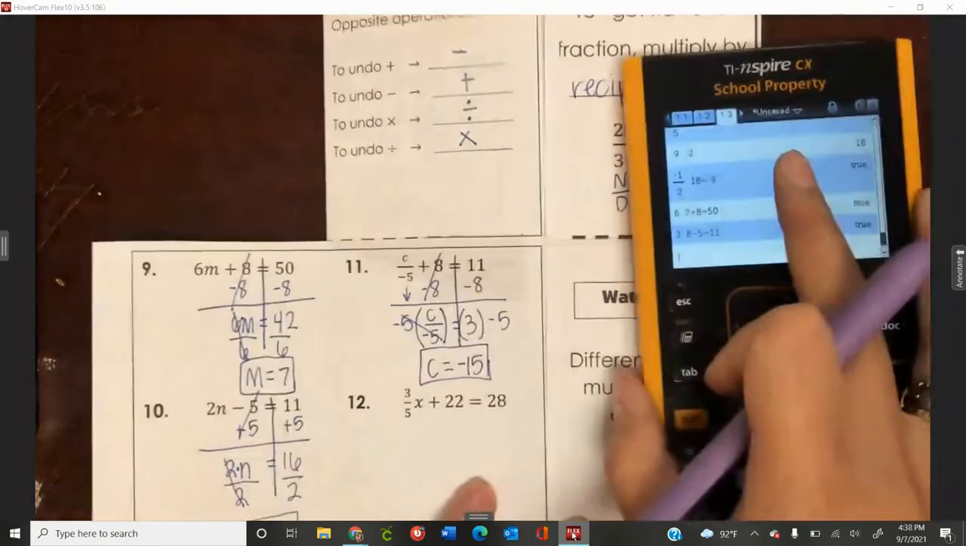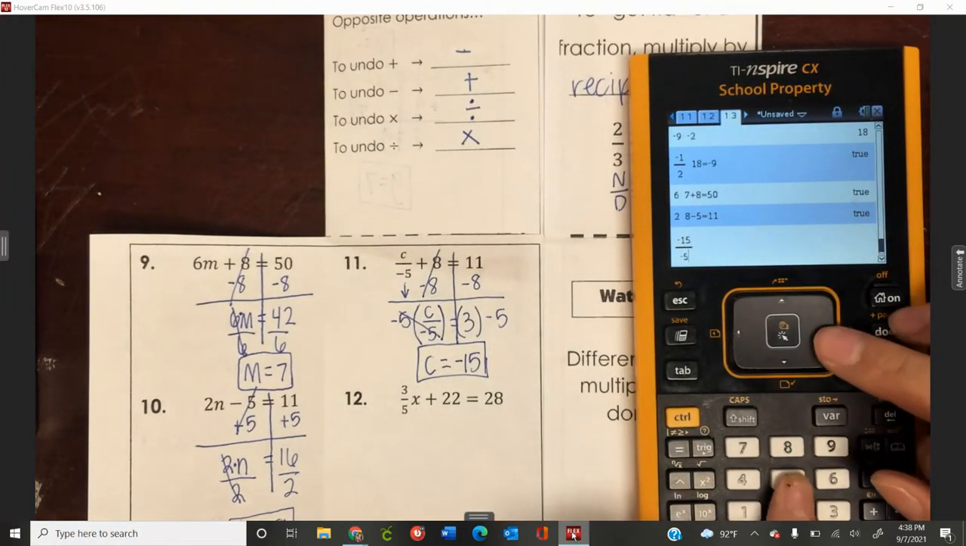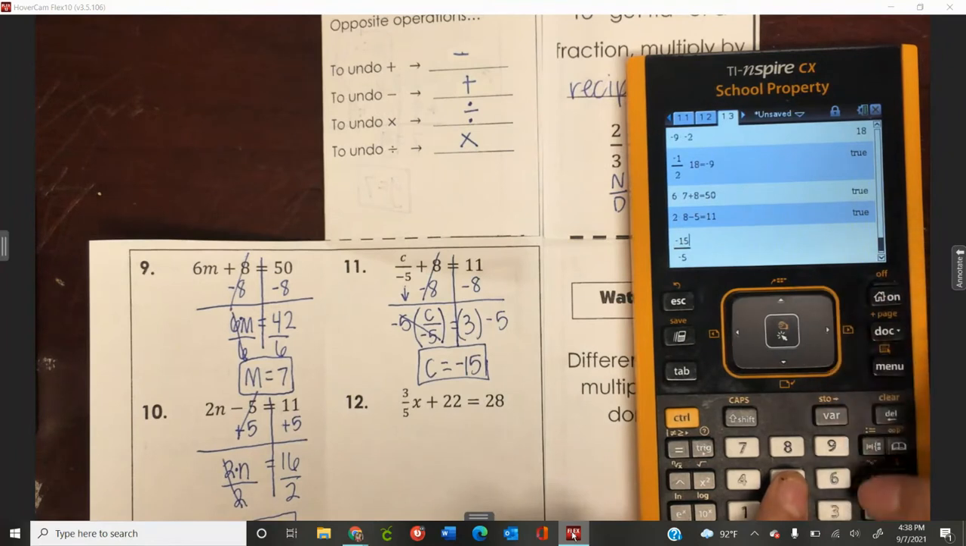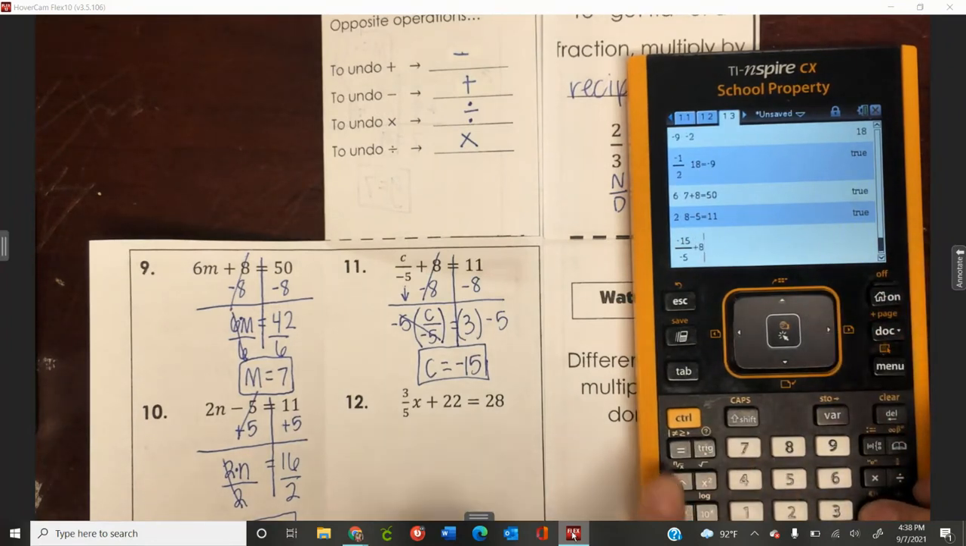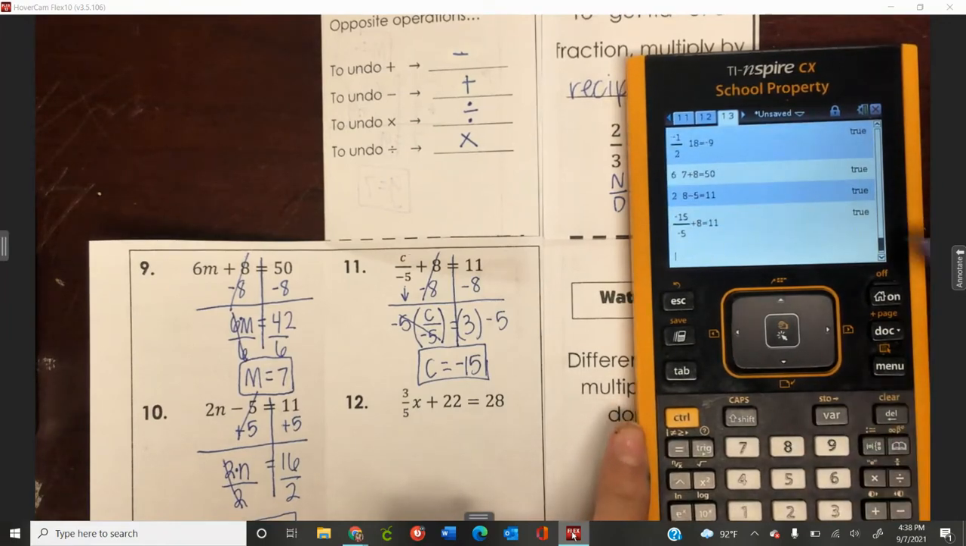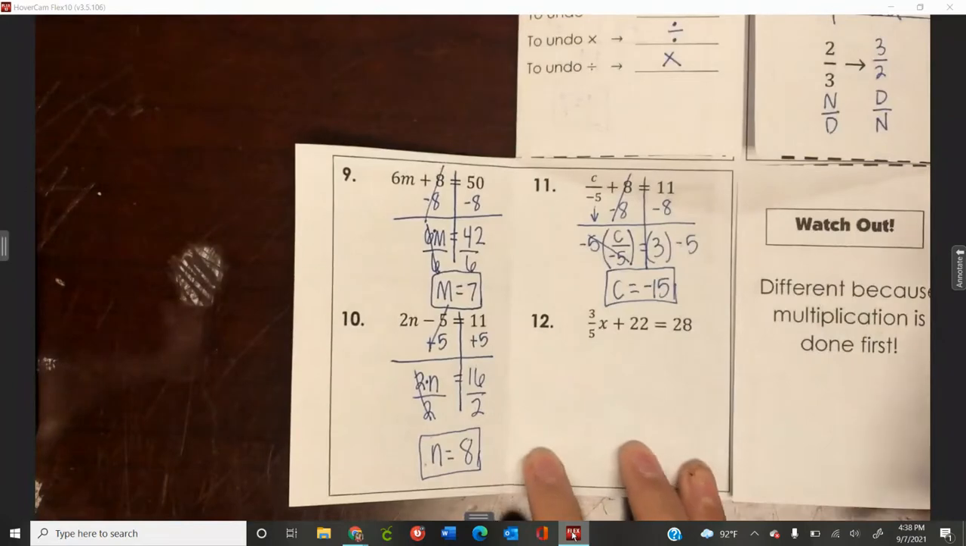Checking our answer, control divide, negative 15 on top, negative 5 on the bottom. And we want to add 8, and this should equal 11. Pressing enter, this does return true, is correct.